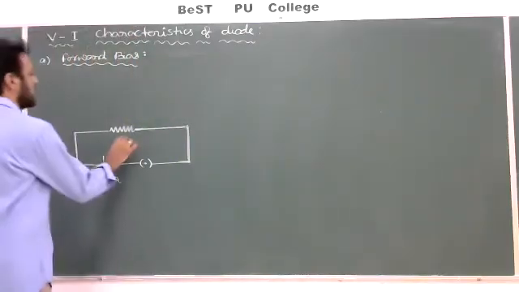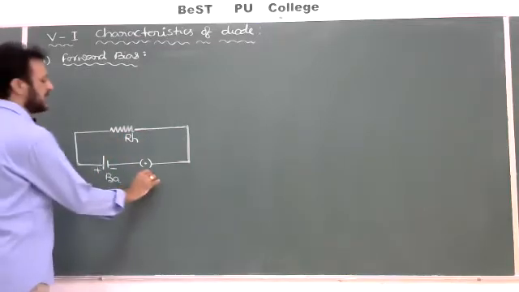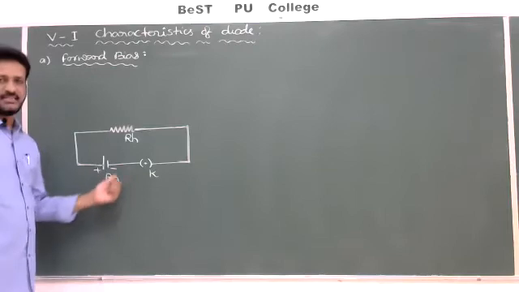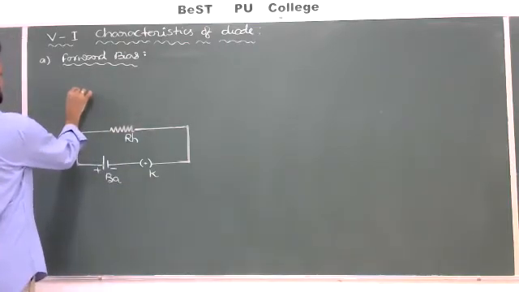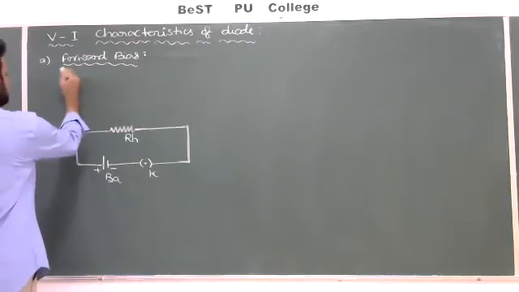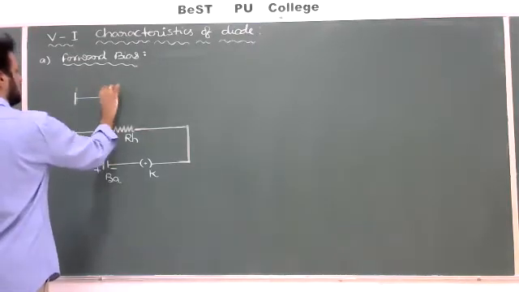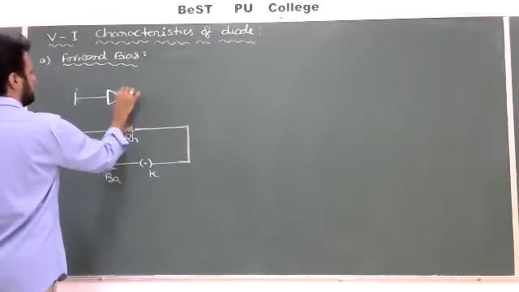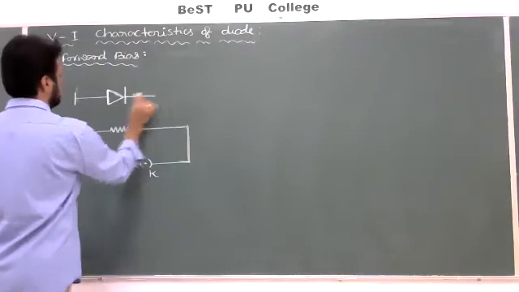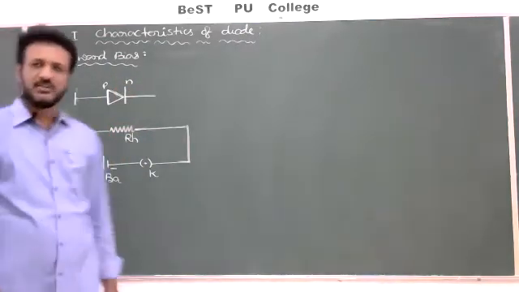So it is RH symbol I am writing, rheostat. So it is a plug key K, it is a battery. Now I'll take one diode. I'll use one diode here. The symbol of the diode is already mentioned, with the P type and N type like this. Left side P, right side N, that is a PN diode.